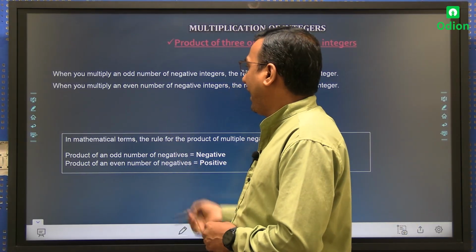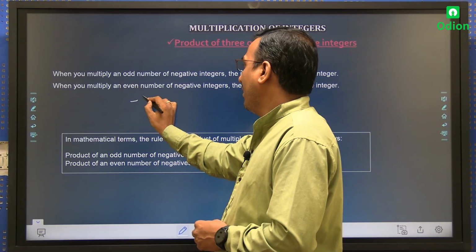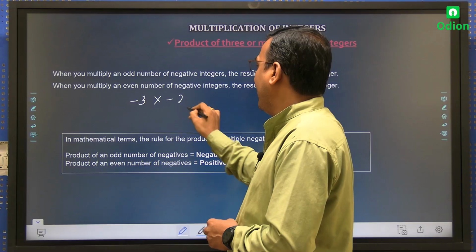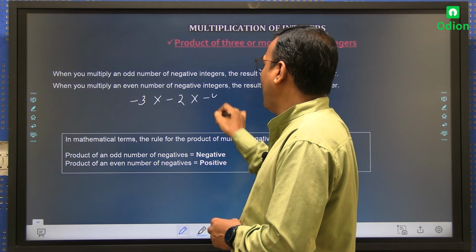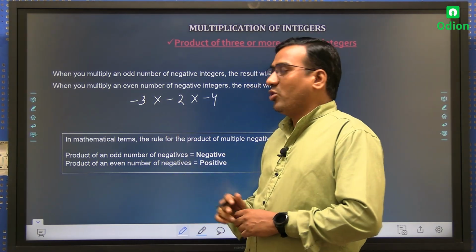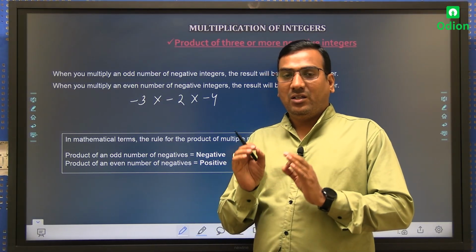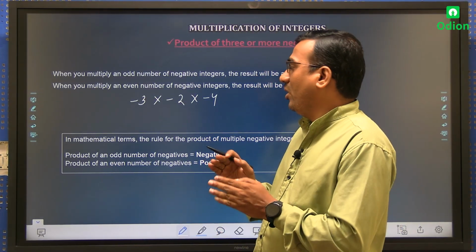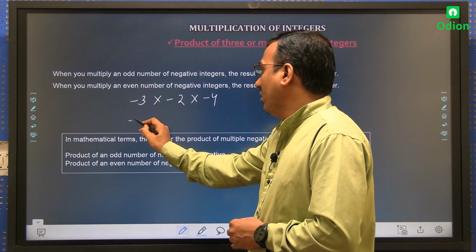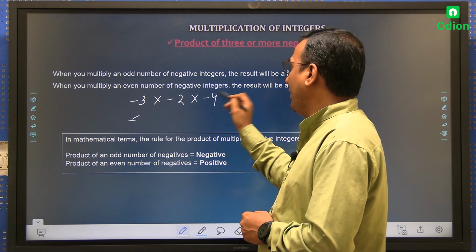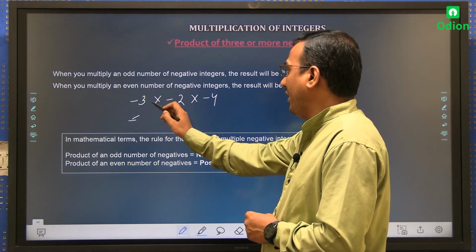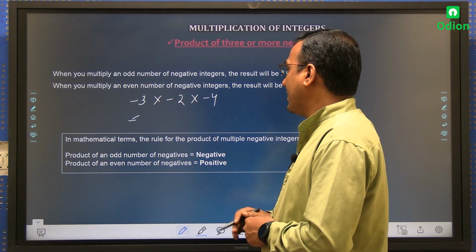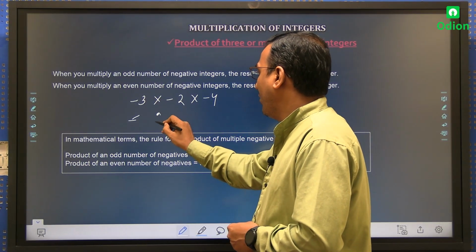Suppose I am writing a question: -3 multiplied with -2 multiplied with -4. In this question I am writing 3 different numbers with a negative sign, meaning 3 integers with negative signs. Then what will be the result? As we know, 3 into 2 is 6, 6 into 4, meaning multiplied. If we multiply 3 with 2 and multiply with 4, then what will the answer be? 3 times 2 is 6, 6 times 4 is 24.